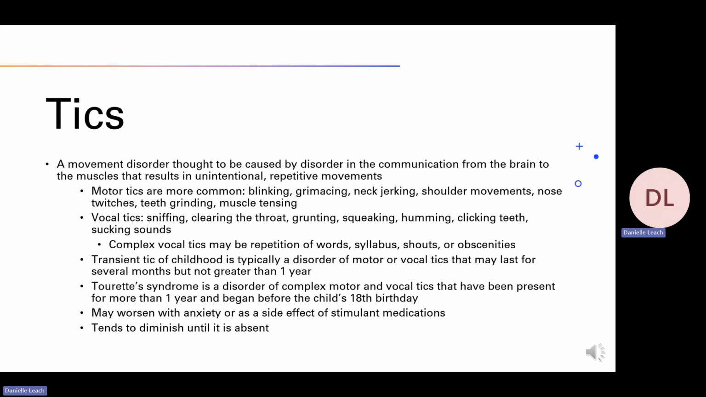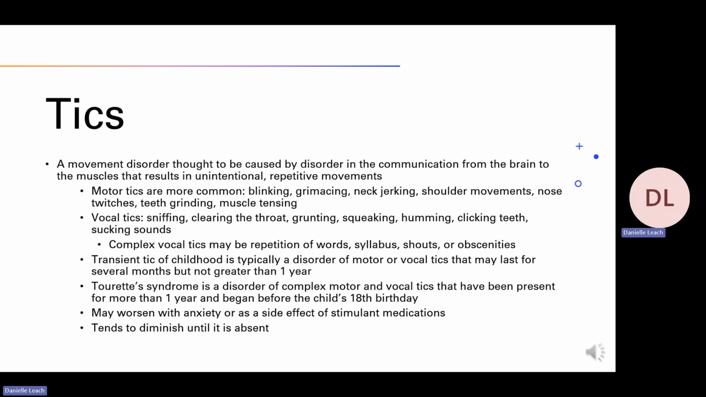Tics are a type of movement disorder, and movement disorders are thought to be caused by a disorder in the communication from the brain to the muscles that results in unintentional repetitive movements. So tics can be either motor tics or vocal tics. Common motor tics are blinking, grimacing, neck jerking, shoulder movements, nose twitches, teeth grinding, and muscle tensing. Common vocal tics can be things like sniffing, clearing the throat, grunting, squeaking, humming, clicking the teeth, and sucking sounds. And then complex vocal tics are repetitions of words, syllables, shouts, or even obscenities.